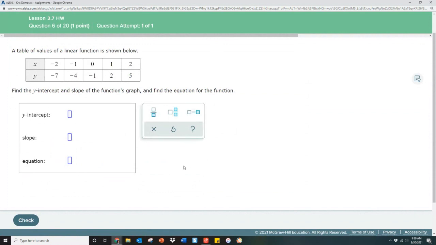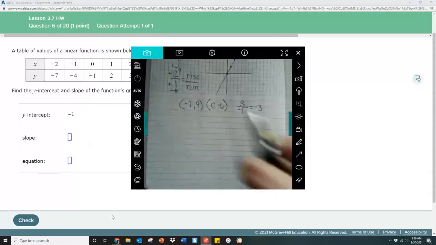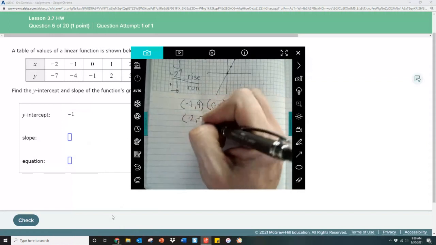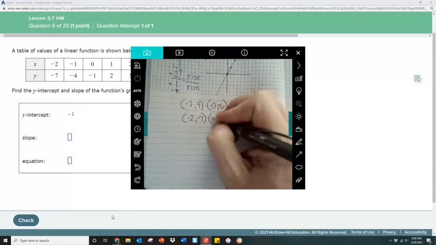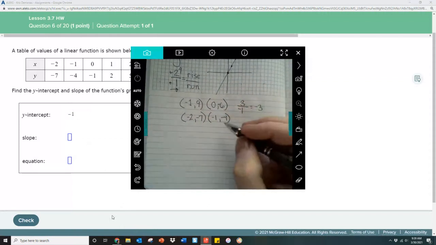Let's do another one, just in case you didn't catch that. So the first thing I'm going to do, I'm going to look for the y-intercept, which is when x equals 0. So I find that they give me that value. So x equals 0. The y-intercept is -1. The slope, we go ahead and extract out 2 points. So I'm choosing the first one and the second one. Like I said, it don't matter.